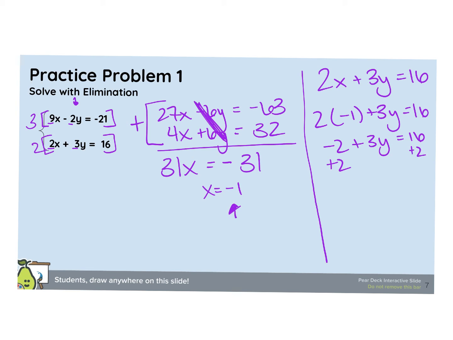Add 2 on both sides. 3y equals 18. Y equals 6. So I think the answer is negative 1, 6. Let's check it on the next slide.